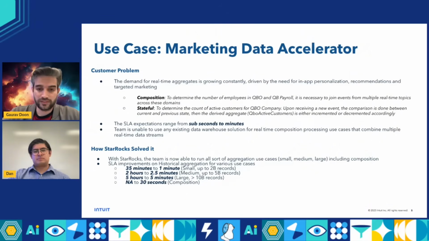And here are some of the results. I've categorized it in 4 use cases: small, which is up to like 2 billion historical records; medium; large. And these are for the stateful processing, where they look at these records in a stateful manner, and you can just see the SLA improvements, like it's night and day difference. Next one.